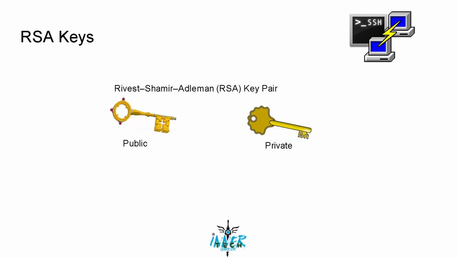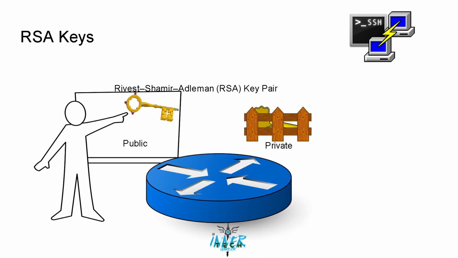RSA is an asymmetric key encryption algorithm. It uses one public key and one private key to allow SSH remote access. When a client connects via SSH, the router presents its public key, which the client uses to encrypt a shared session key. Only the router's private key can decrypt this session key for secure communication.